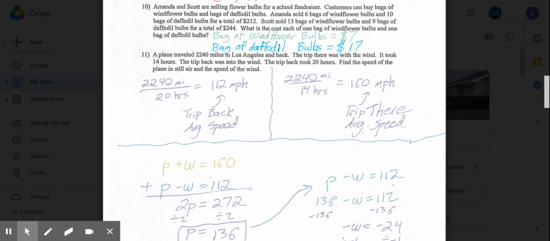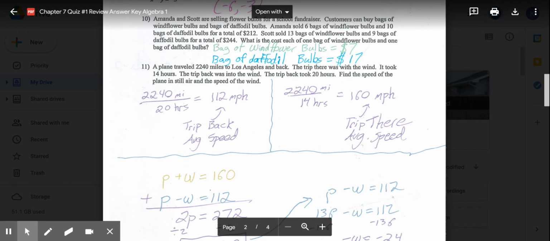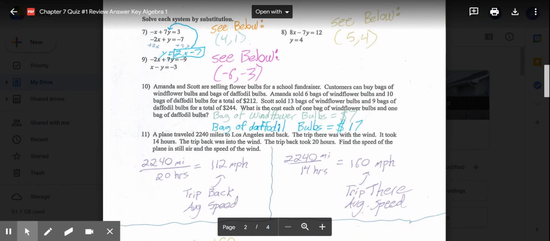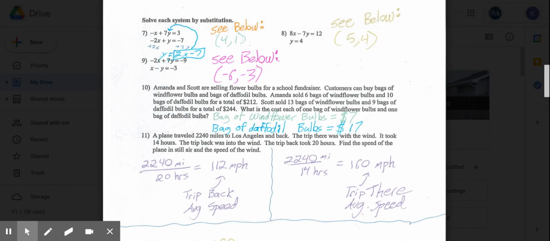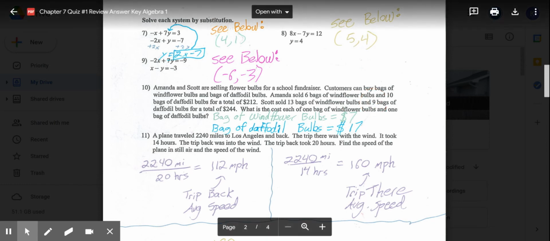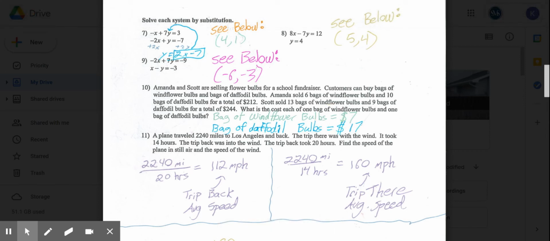So the key to number 10 is to take our sentences and put them into math. What we know in this case is Amanda and Scott are selling flower bulbs for a school fundraiser. Customers can buy bags of windflower bulbs and bags of daffodil bulbs. So right away, I know Amanda sold 6 bags of windflower bulbs and 10 bags of daffodil bulbs for $212. Scott sold 13 bags of windflower bulbs and 9 bags of daffodil bulbs for $244. What's the cost for each 1 bag of windflower bulbs and 1 bag of daffodil bulbs?